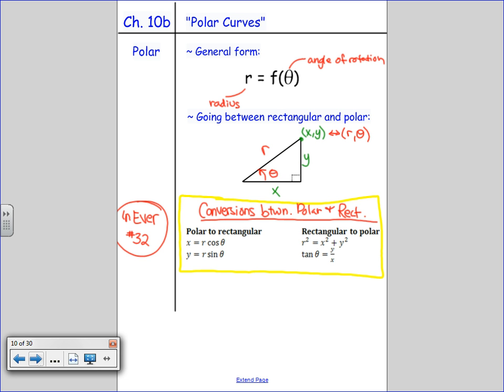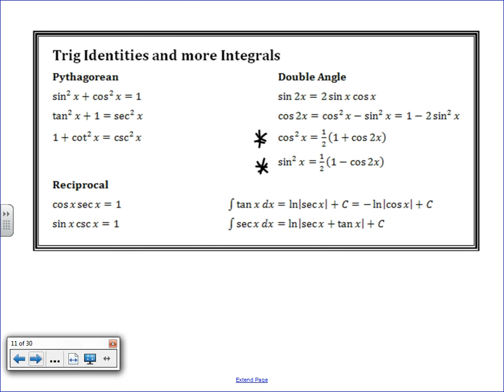Conversions between polar and rectangular. You can use the picture, it's up to you. Alright, we're going to graph a few polar points and just kind of talk about the ins and outs of polar because there's a few different ways. Rectangular is like whatever. Positive x means right. Negative x means left. Positive y means up. Negative y means down. Polar, a little different.